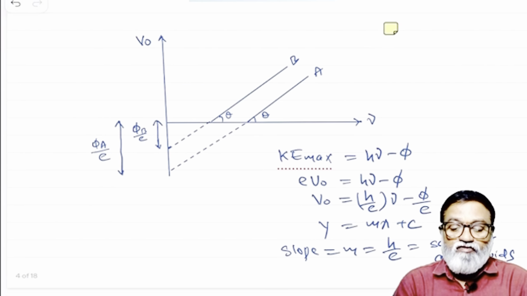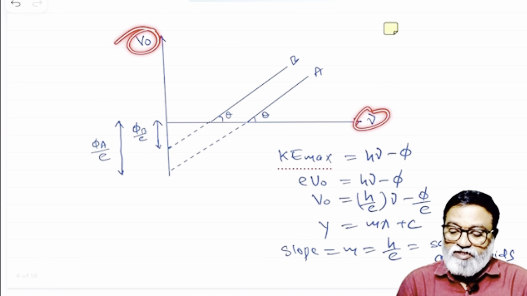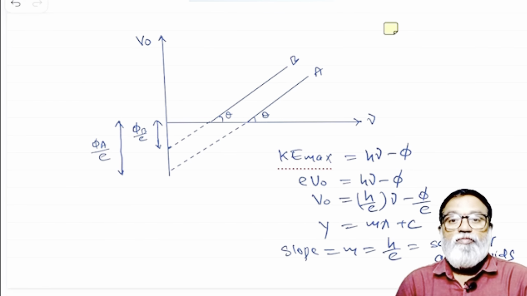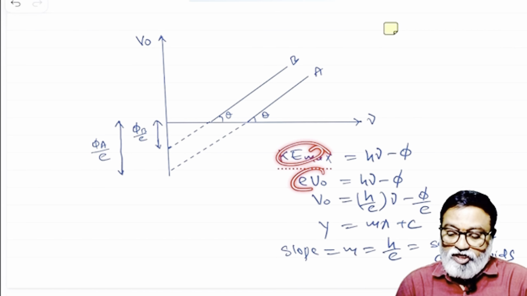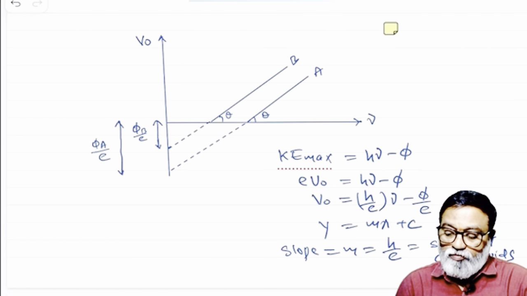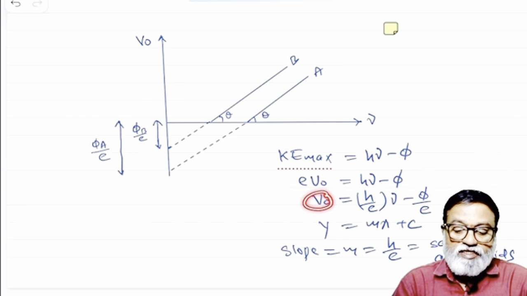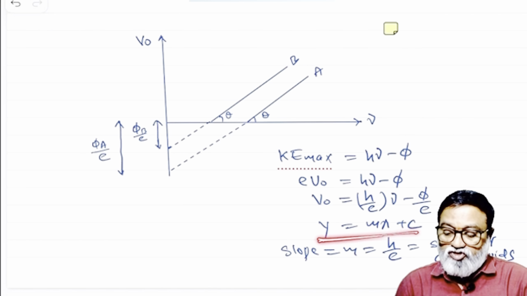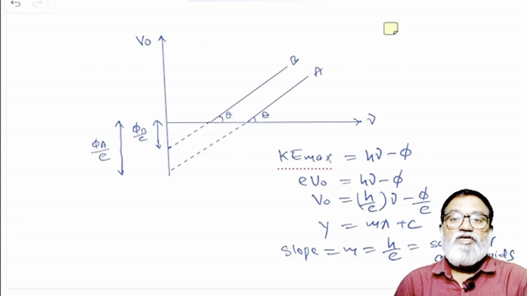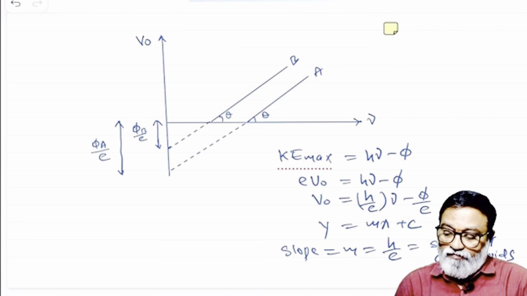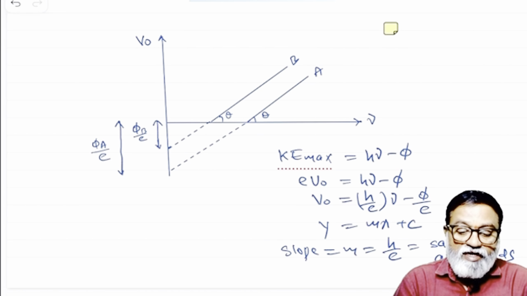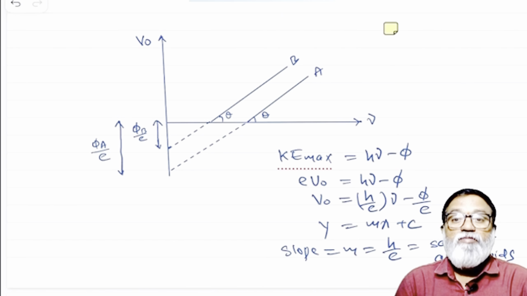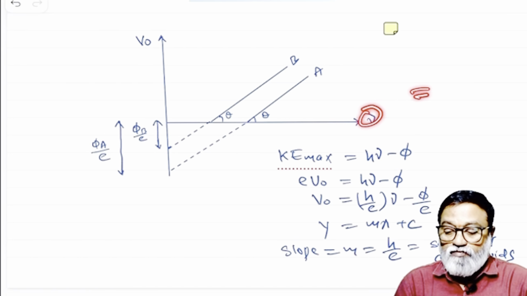Here, if you draw the graph between stopping potential and frequency, KE maximum is equal to h nu minus phi, and this KE maximum is equal to eV naught. Therefore, h nu minus phi equals eV naught, so V naught is equal to h by e into nu minus phi by e. Here V naught is taken on the y axis, frequency is taken on the x axis, and this is a straight line, that is y is equal to mx plus c. Graph is a straight line. When you compare these two, here m is slope, and here the slope is h by e. Whenever a graph is drawn between stopping potential and frequency, the slope is equal to h by e.